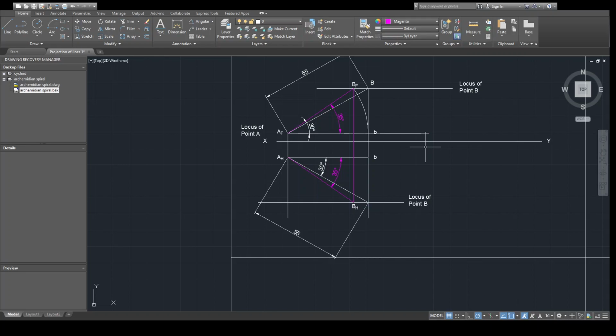Okay, so this is the rotation of line method, by which you can easily find the front view and top view of a line. Practice this problem, and in the upcoming sessions we will solve one more problem.